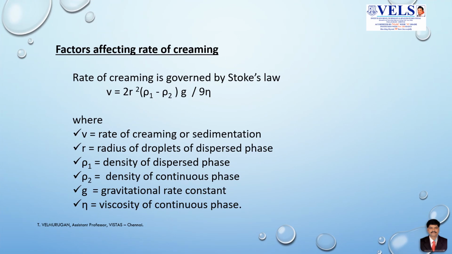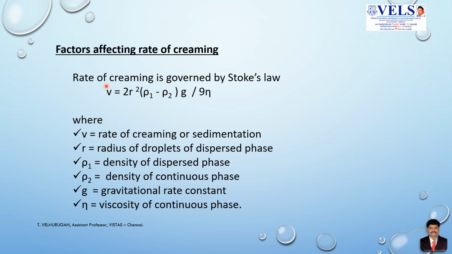So, the factors affecting the rate of creaming. What are the factors affecting the rate of creaming? See, simple thing. The rate of creaming is governed by Stokes law. I hope we studied Stokes law in Physical Pharmaceutics 1 also. Okay. So here see the formula: V is equal to 2r squared (rho 1 minus rho 2) g divided by 9 eta.